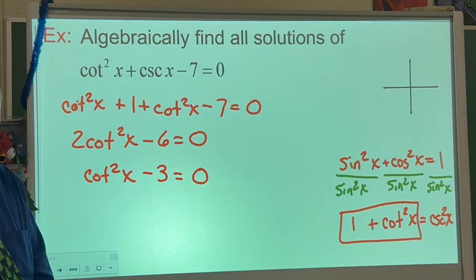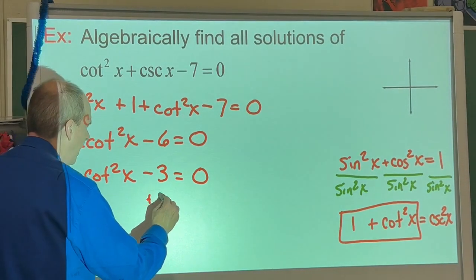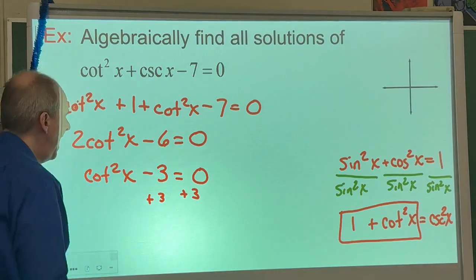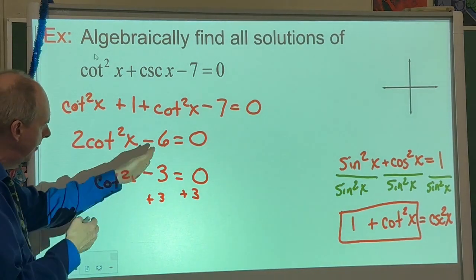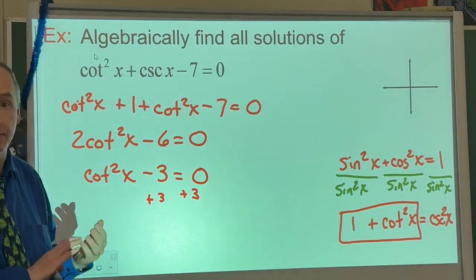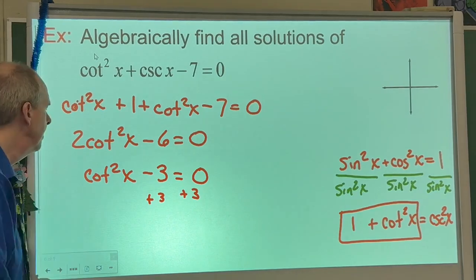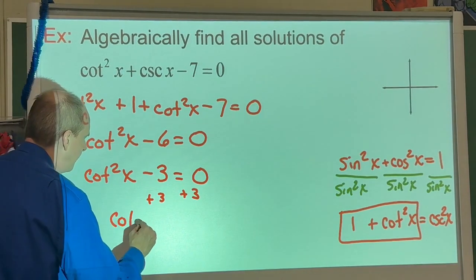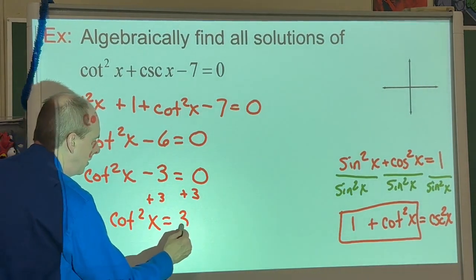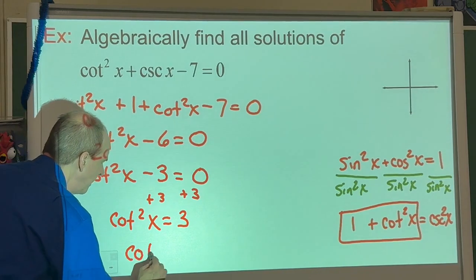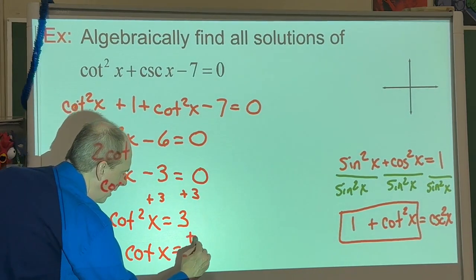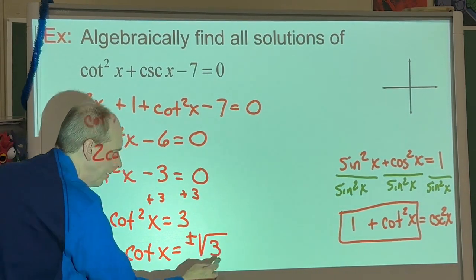Ideas? Add 3 to both sides. Got it. Which you didn't have to divide by 2. I mean, you could have added 6 and then divided by 2. You'll get to the same place. It's okay. Cotangent squared of x equals 3. Cotangent of x would equal positive or negative square root of 3.